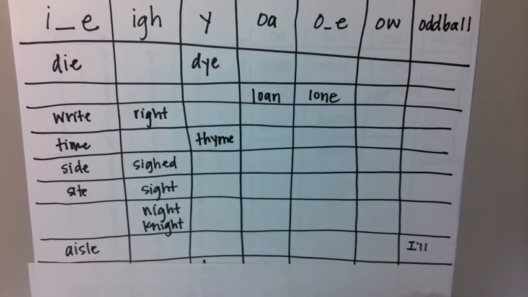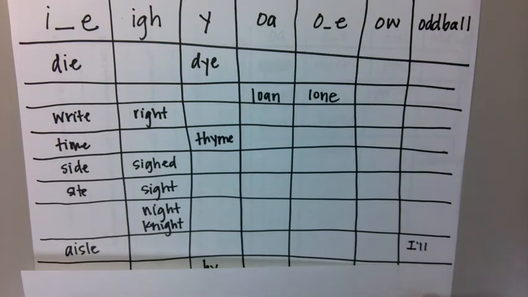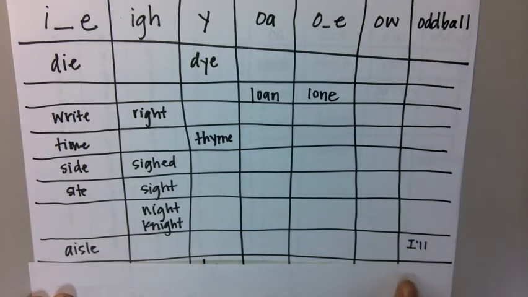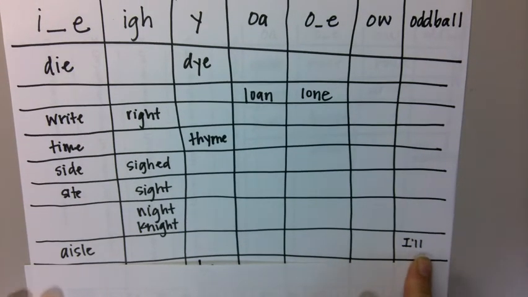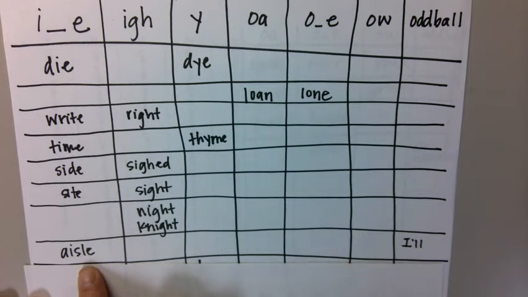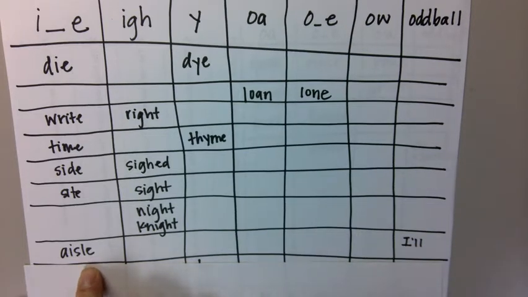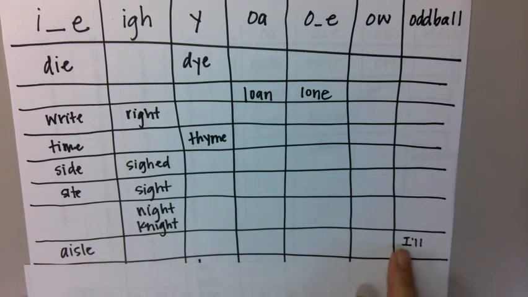Now we finally have one of our oddballs. And the oddball is I'll, which is a contraction for I will. So it's capital I, apostrophe L-L, I'll, and then when you go down here, some might think that this is an oddball, but actually, because the S is silent, you only hear one consonant sound, aisle. So it fits with this word pattern right here. I, consonant sound, E. So it gives it the long I sound. I'll, aisle.